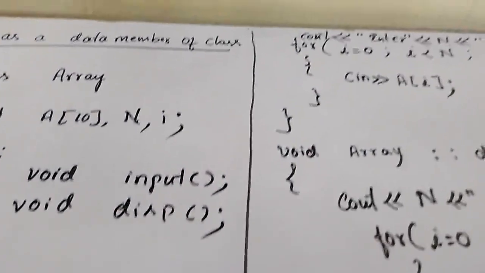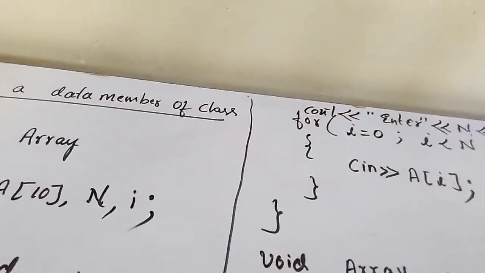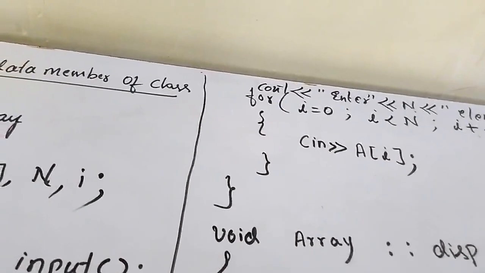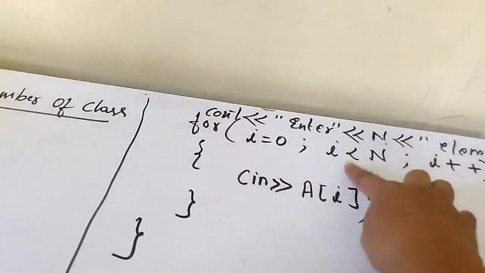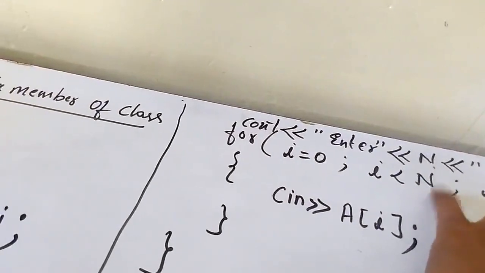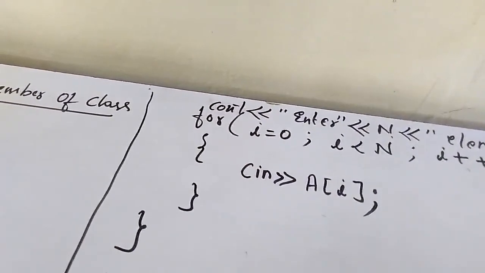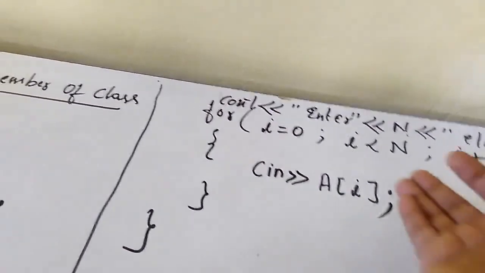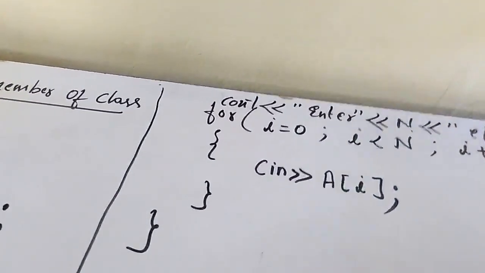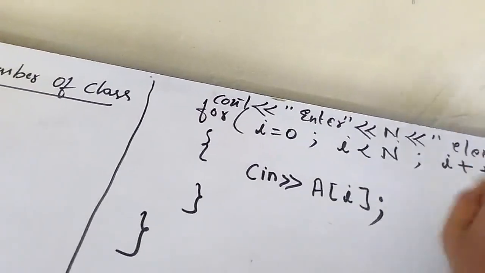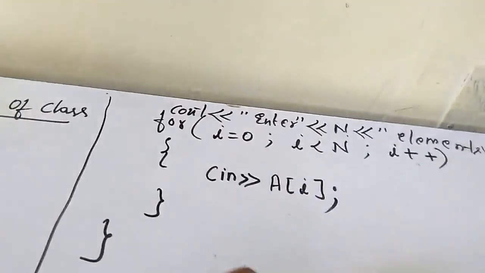Okay. Then those 5 elements have to be stored in the array. From where? From 0th location till n minus 1. i less than n. In this example I have taken n value 5. So when i becomes 4, it executes. When i becomes 5, it terminates the loop. Every time i increments. I hope you know the working rule of for loop.